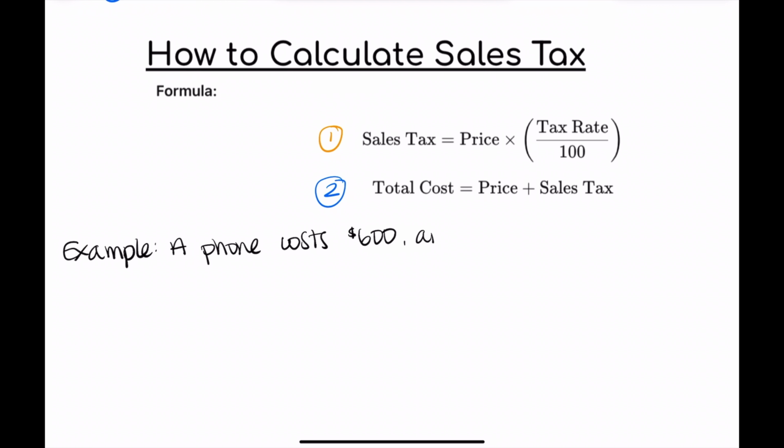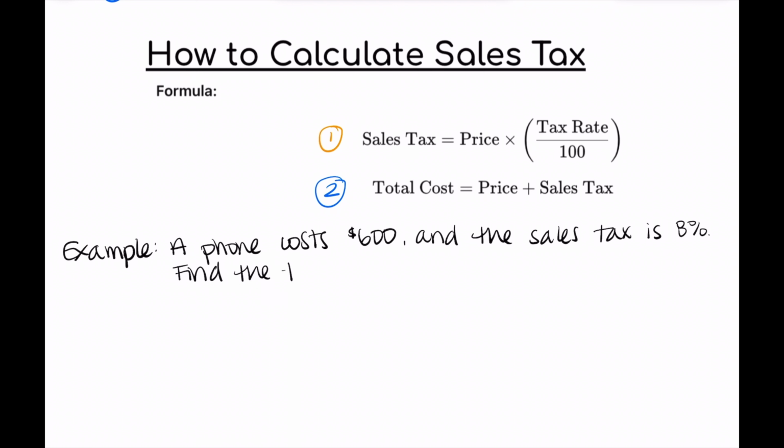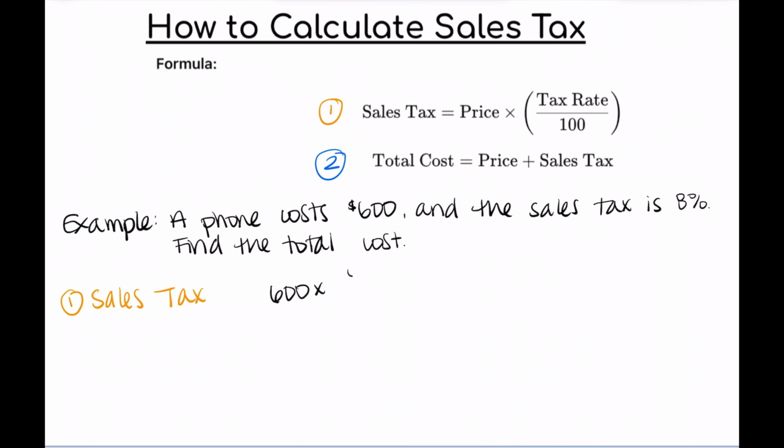So our example here says a phone costs $600 and the sales tax is 8%. We are going to be looking for the total cost. So we'll split it up into two steps. In order to find the sales tax, we'll take that cost of the phone. The price is $600, so we will do $600 times our tax rate, which is 8%. So we'll do 600 times 8 over 100. 8 over 100 is the same as 0.08, so that would be like multiplying 600 times 0.08. When we do that, we get 48.